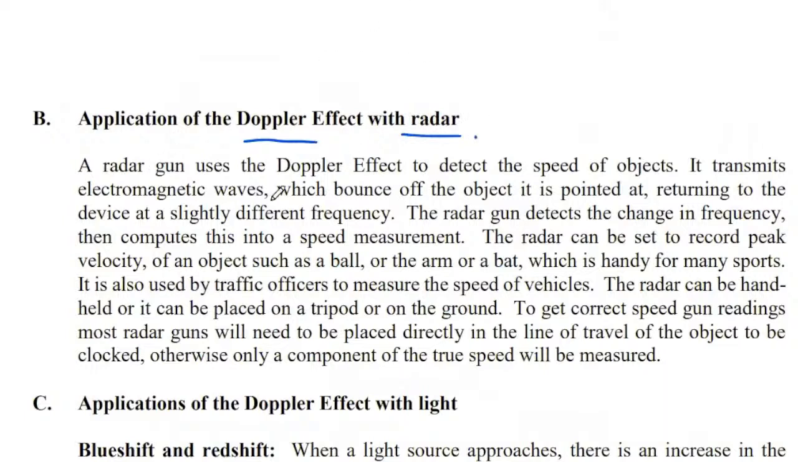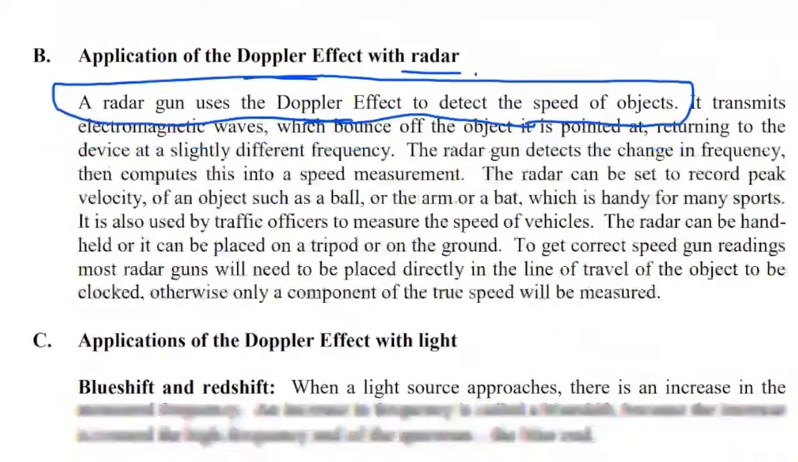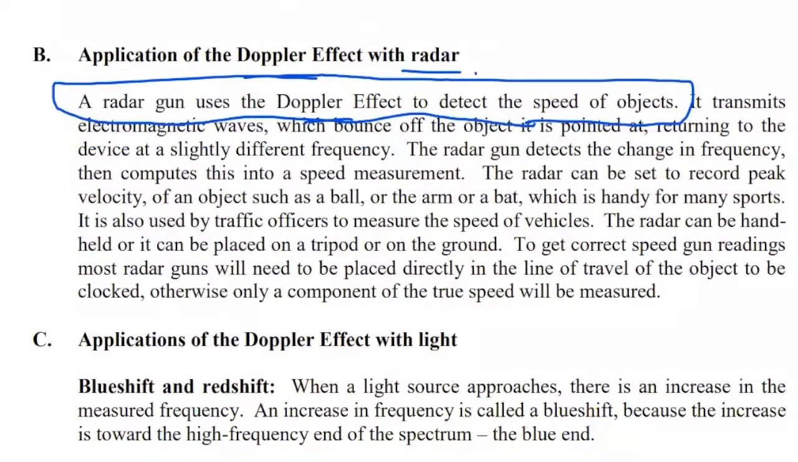Then application of Doppler effect with the radar. So we are saying that the radar gun uses Doppler effect to detect the speed of moving objects. These are normally used by traffic cops when they detect that you're overspeeding or breaking traffic rules. So from a distance, they can tell at what speed or what velocity you're moving, whether you're beyond the limit or below the limit.